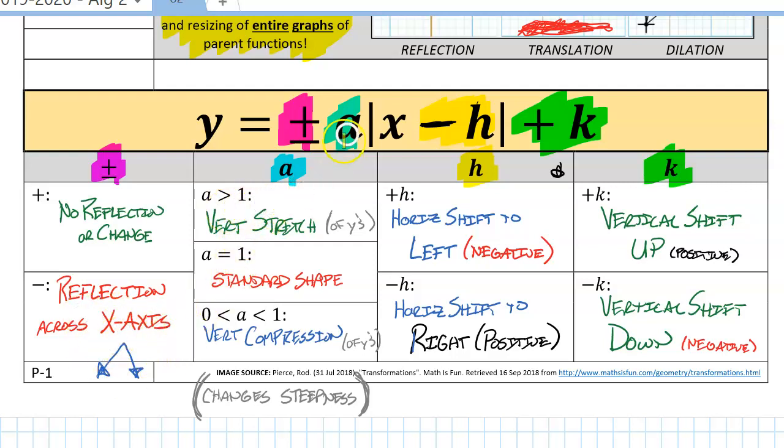If I have an a value greater than 1 in front, it stretches the graph vertically. If it's equal to 1, it's just a standard V shape. If it's between 0 and 1, it's a vertical compression. Our graph gets shorter in the y values.